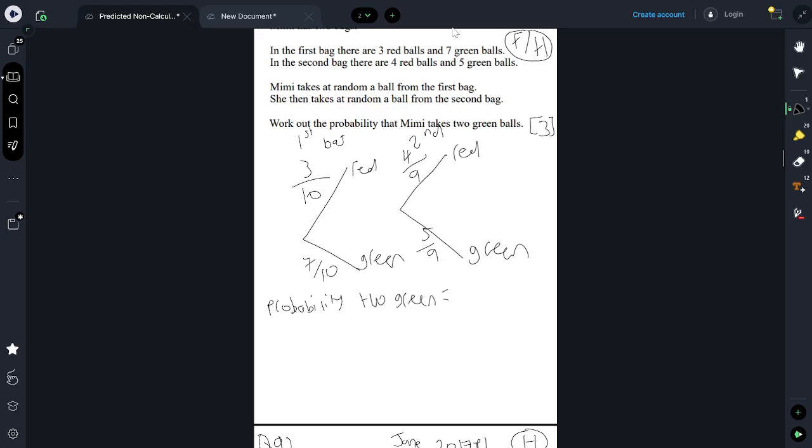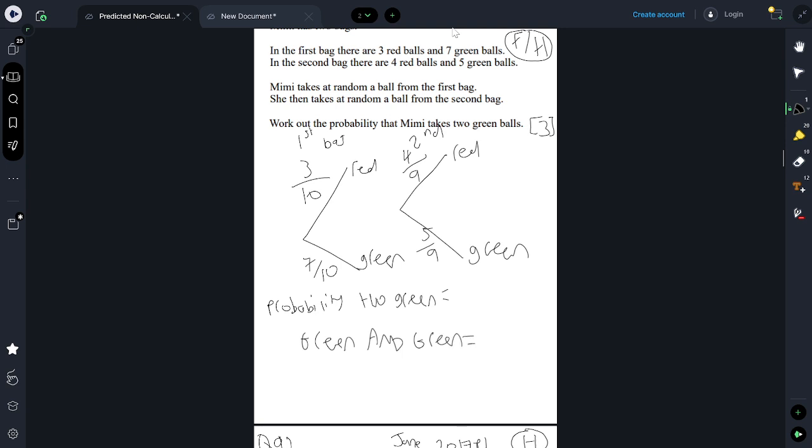Probability of 2 green. So what needs to happen is in the first bag she takes a green, and the second one she also takes a green. Remember, when you're combining two together, you need to times the probabilities. So the and rule, right? We need a green and a green.